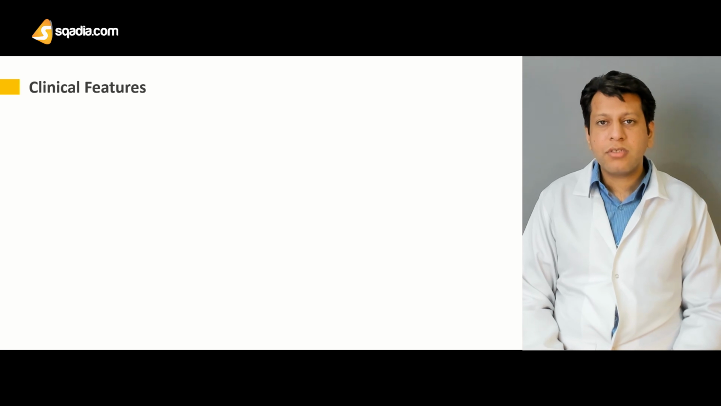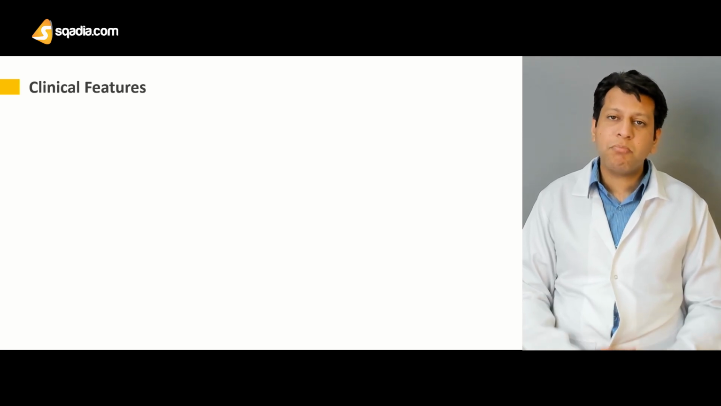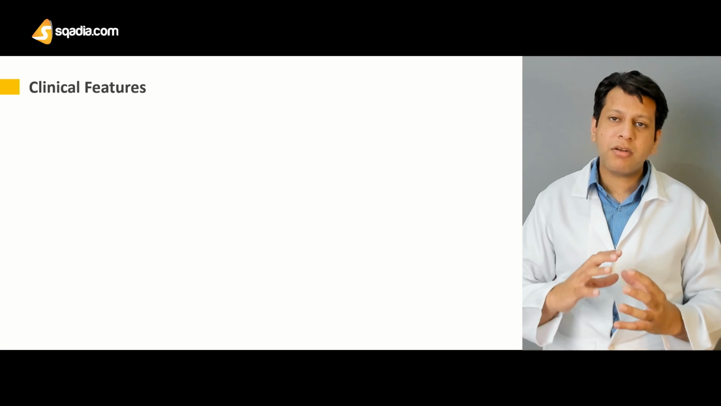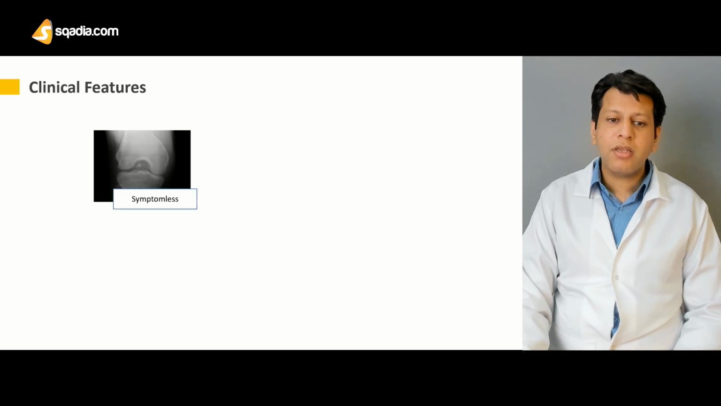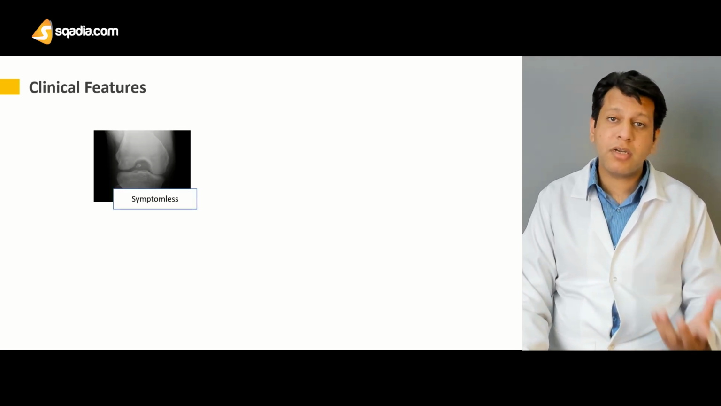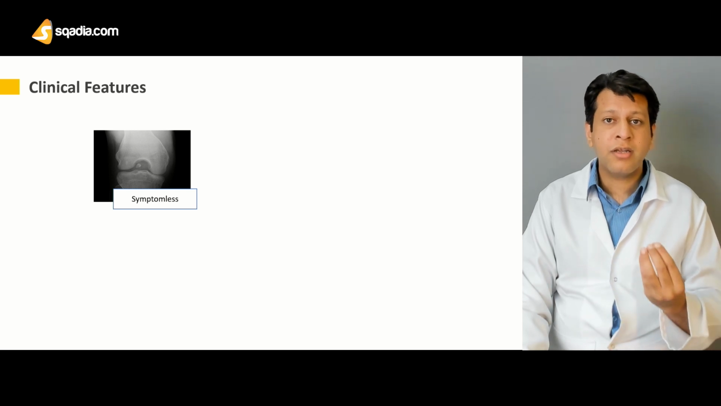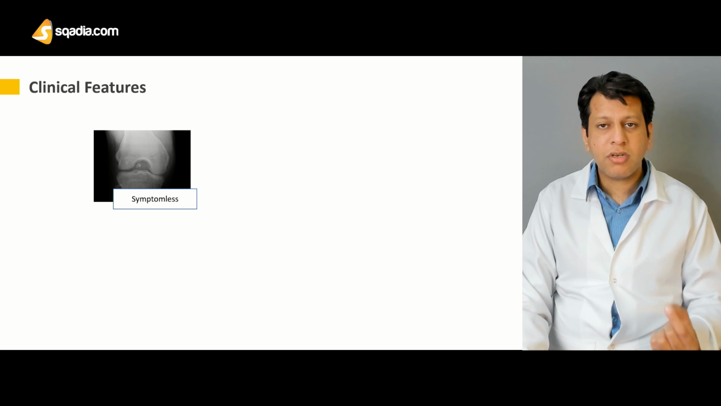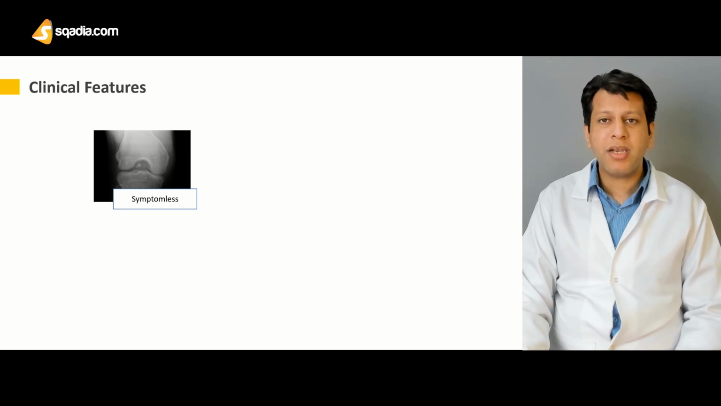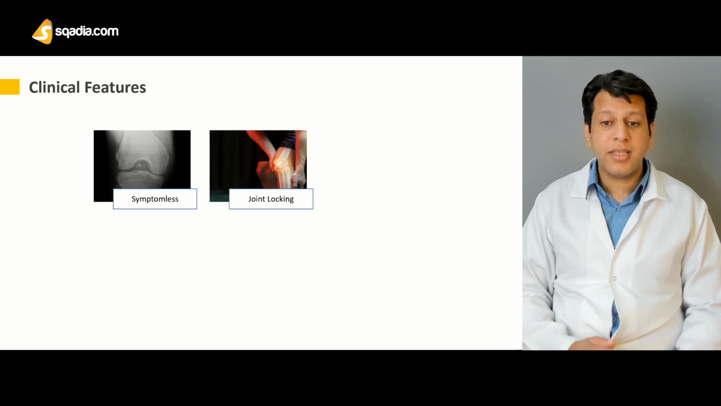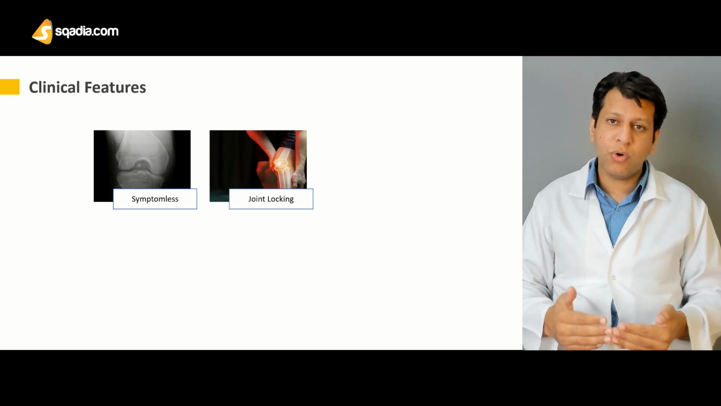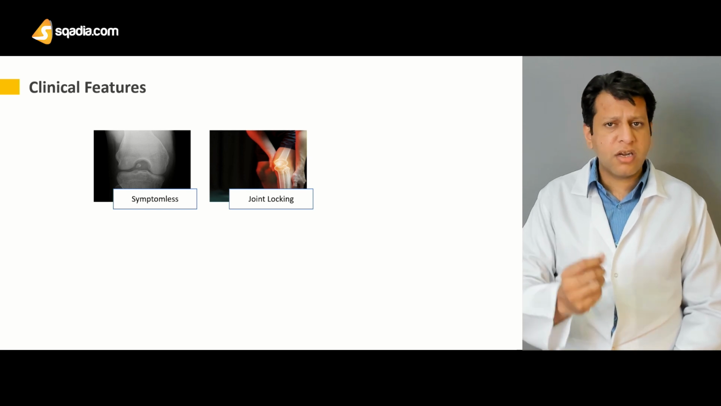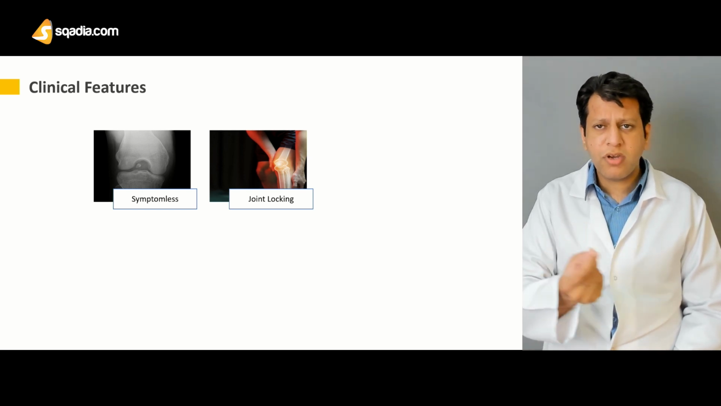Therefore, the clinical features of loose bodies revolve mainly around mechanical symptoms. Most commonly, it may be symptomless, an incidental finding, because if it's an isolated, small loose body which is not causing any mechanical symptoms, it would be painless. Then it's joint locking, that is locking and catching, which are sometimes the most important symptoms, and these appear quite early on because these cartilaginous or osteochondral loose bodies are freely floating.